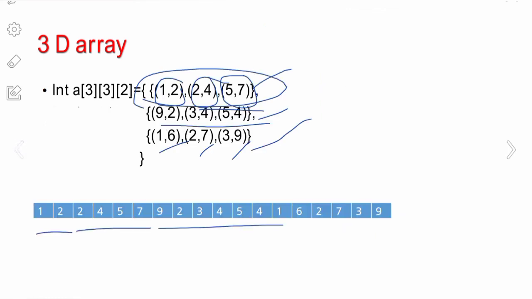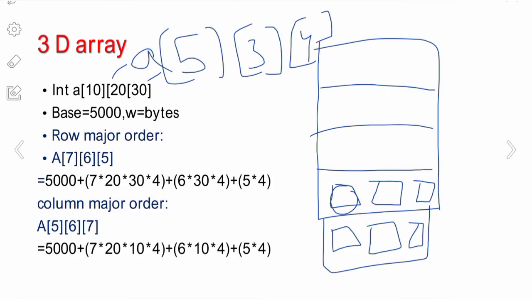So in the 3D array, in the previous example also, we had 3 rows and 3 columns, and in each location we had 2 elements. Similarly here in an apartment we have 5 floors, right? In each floor we have 3 flats, and in each flat we have 4 people living. Okay, so this is the best real-time example of the 3D array.